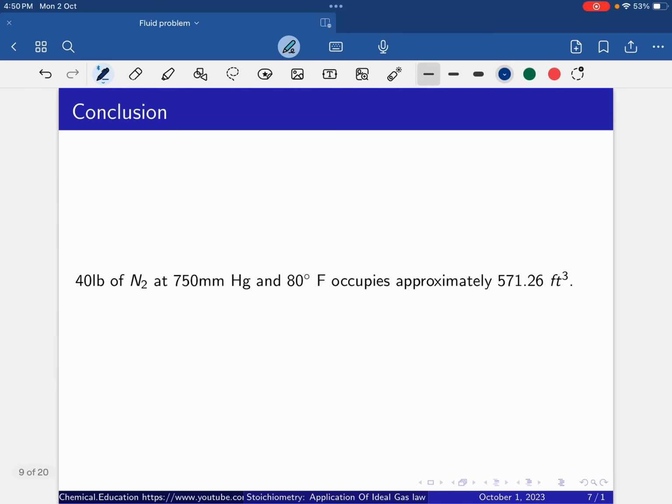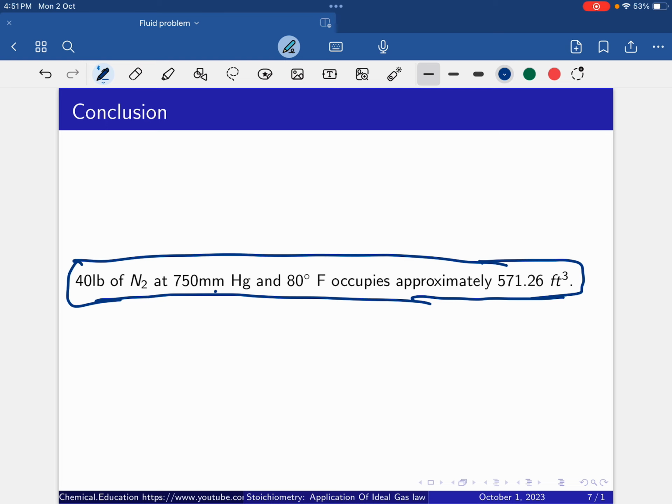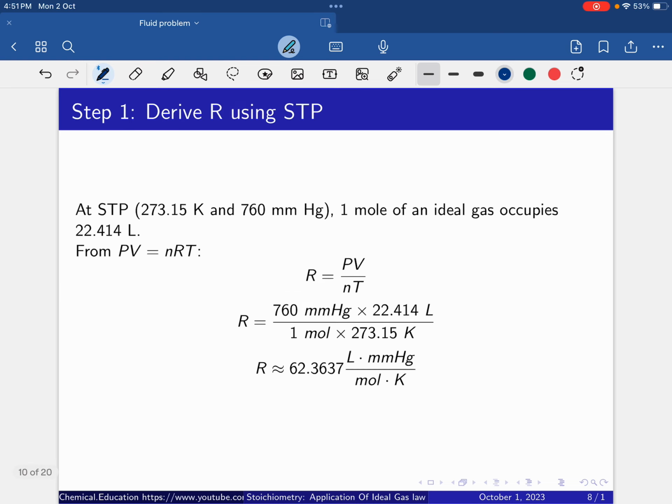Now I'm solving another way. The conclusion is that 40 pound of nitrogen at 750 mmHg and 80 degree Fahrenheit occupies approximately 571.26 feet cube. Now if you remember STP, first we have to derive R and then we can do the calculation. So first we have to remember this statement.